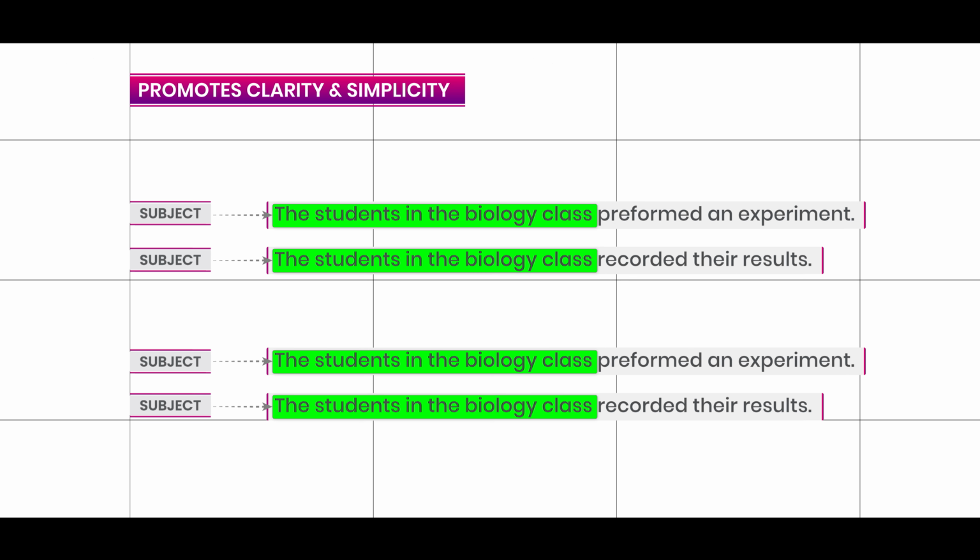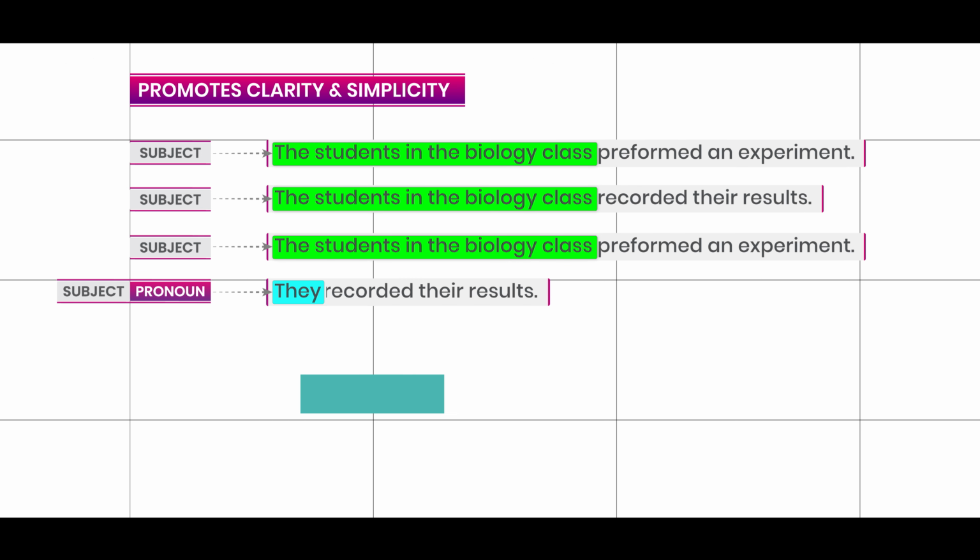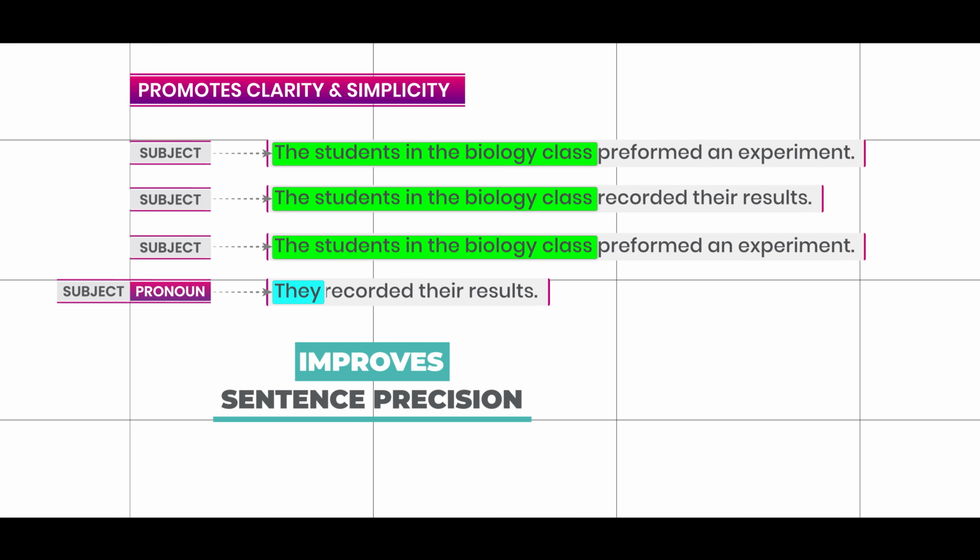And here, since I am referring to a group of students, I cannot make use of the subject pronoun "he" or "she." Rather, I will make use of the subject pronoun "they." And now, if you notice the two sentences, "The students in the biology class performed an experiment. They recorded their results," it definitely simplifies the sentences, making them clearer and easier to understand.